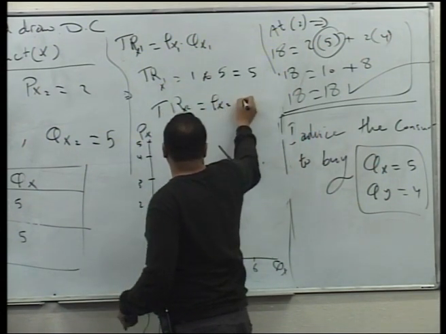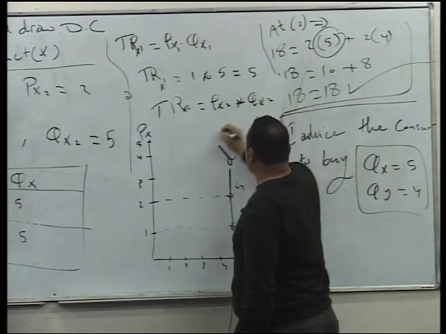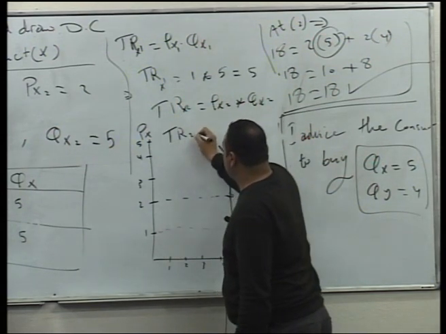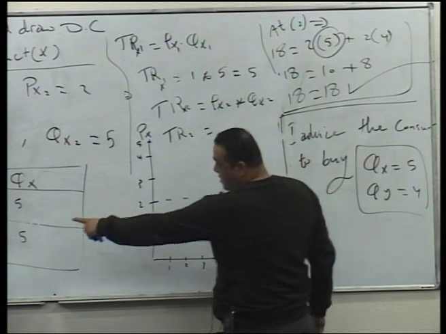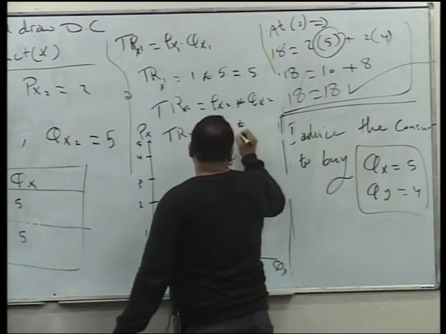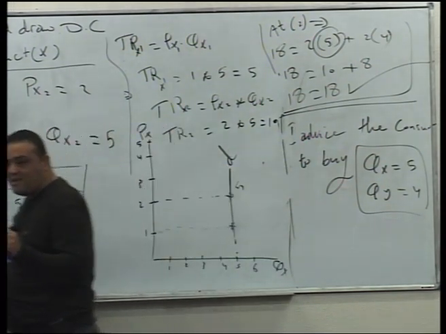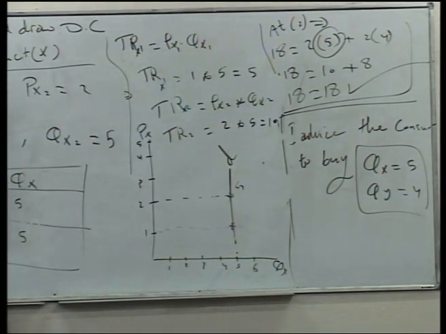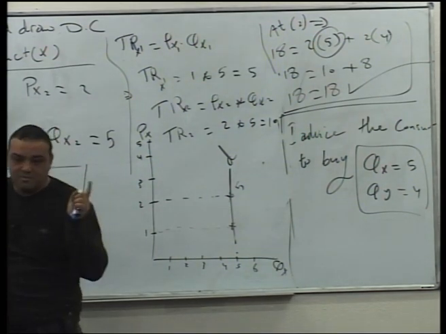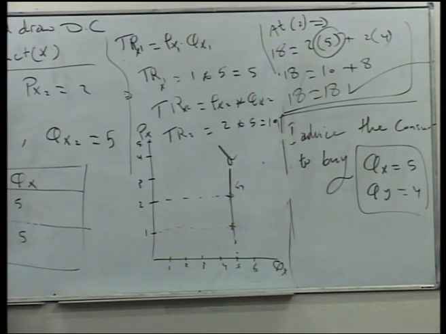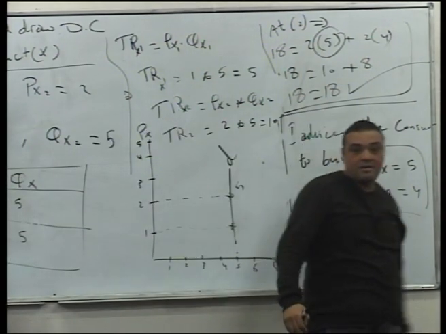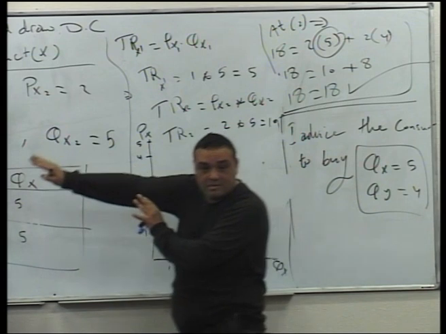Price of X2 times the quantity of X2. Total revenue 2 equals price of X2 times 5 equals 10. Which means the producer's decision to increase the price, what is it? Rational, because he raised the price and total revenue increased. This is the producer, right?